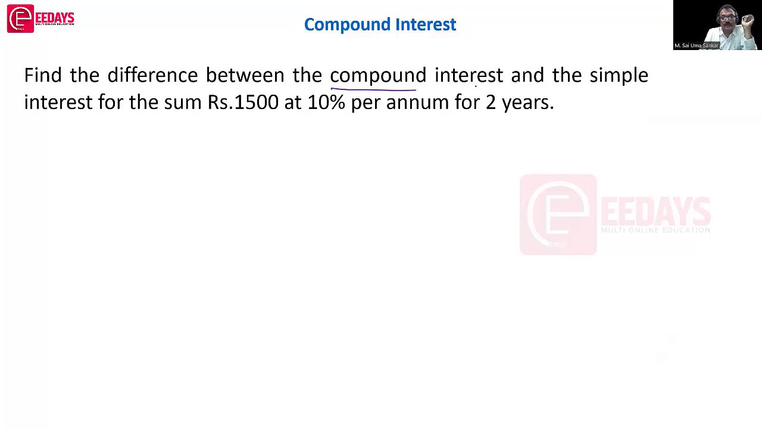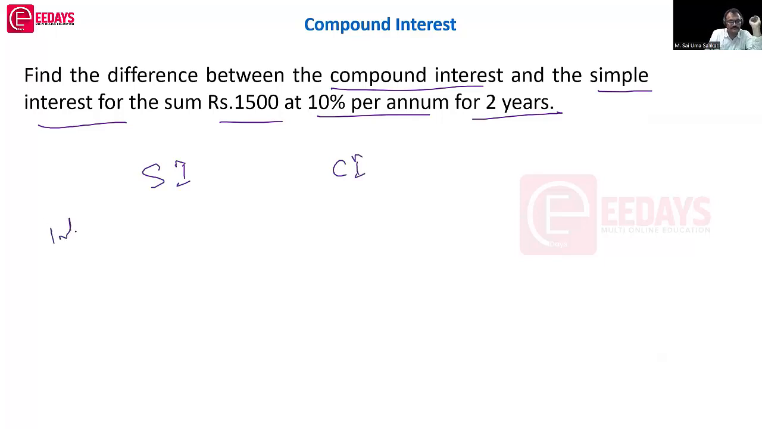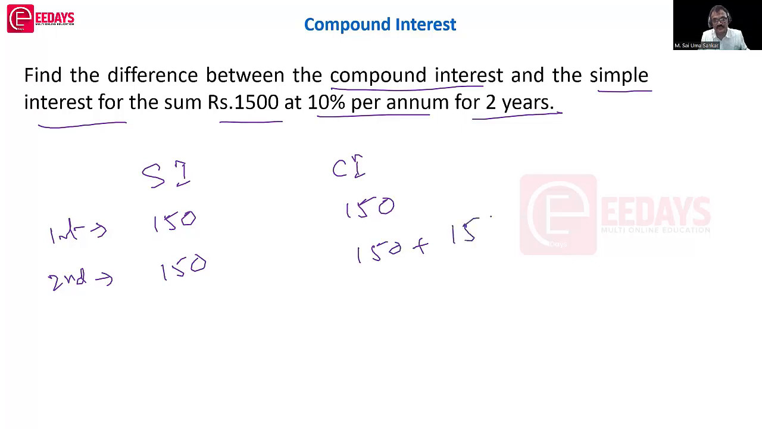Find the difference between compound interest and simple interest on a sum of money 1500, at 10% per annum for 2 years. Same procedure. Simple interest, compound interest, 10% of first year, 10% of 1500, 150. This is also equal to 150. Second year, this is 150, this is 150 plus 10% of 150. That is equal to 15, or not? What is the question? The difference between simple interest and compound interest. What is the answer? Answer is equal to 15 rupees. That's all. That is the answer.